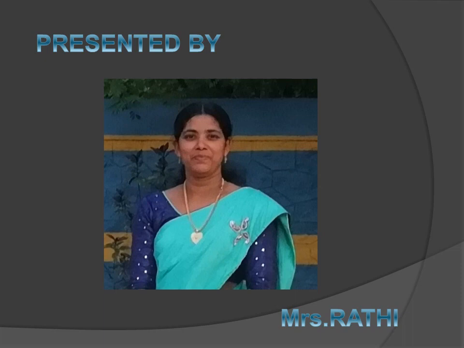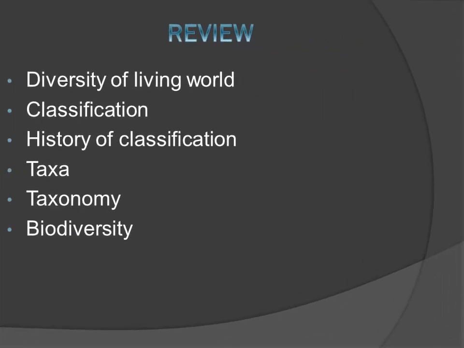Hope you may remember about our last class. In the last class we had discussed biodiversity, the diversity of the living world, classification, the history of classification, and a few terms, taxa and taxonomy, right? In the diversity of the living world, we discussed the various forms of organisms and species. Throughout this world, 8.7 million species have been identified yet, right?